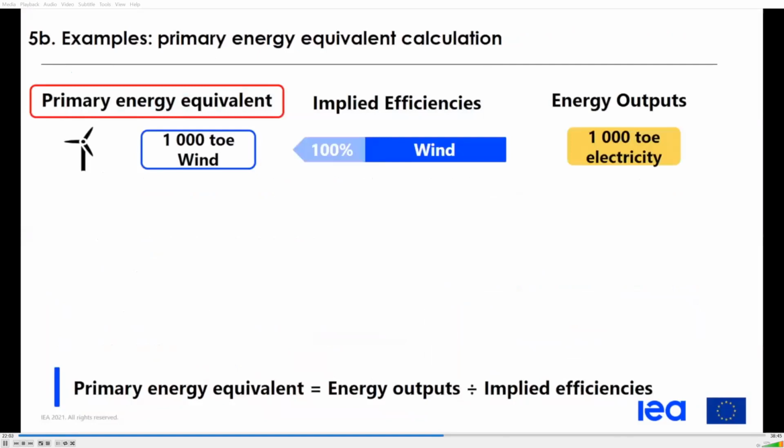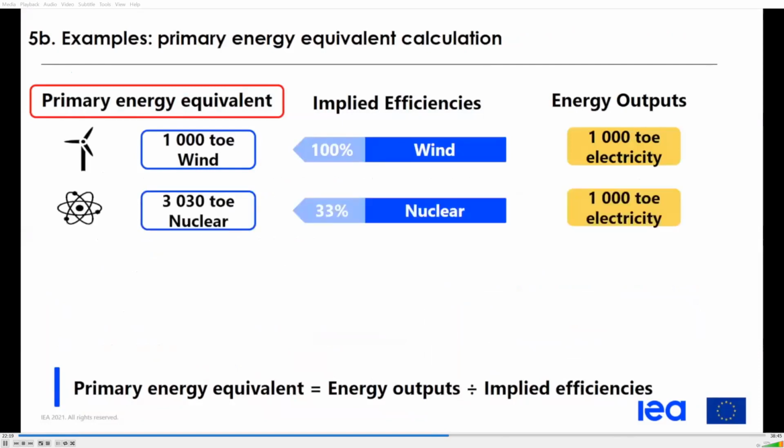For wind, as we have an implied efficiency of 100%, so with 1000 TOE of electricity produced, the primary energy equivalent is 1000 TOE of wind. In the case of nuclear, as the implied efficiency is 33%, so for 1000 TOE of electricity produced from nuclear, the primary energy equivalent is around 3000 TOE of nuclear.